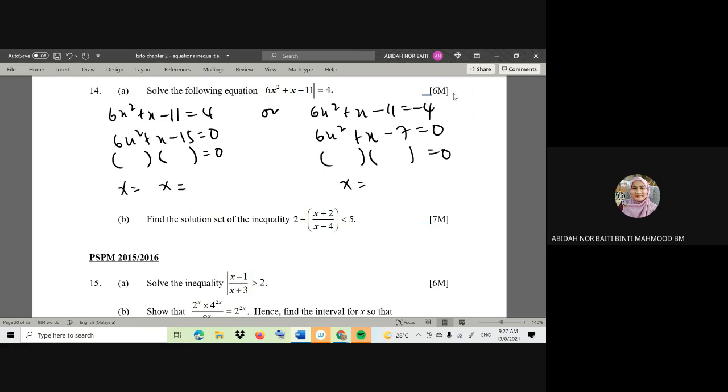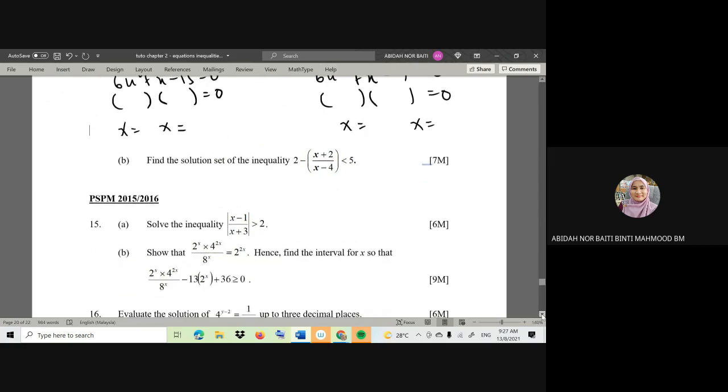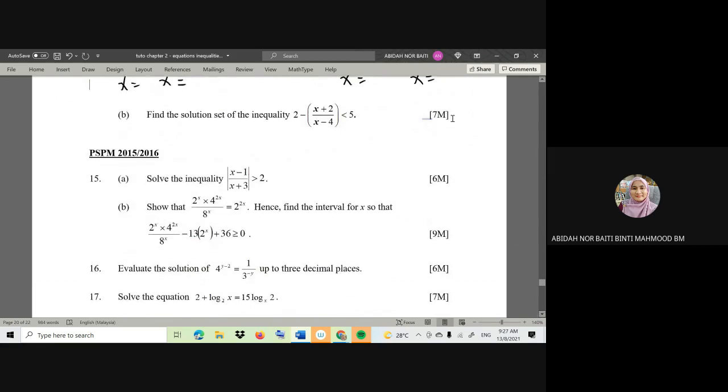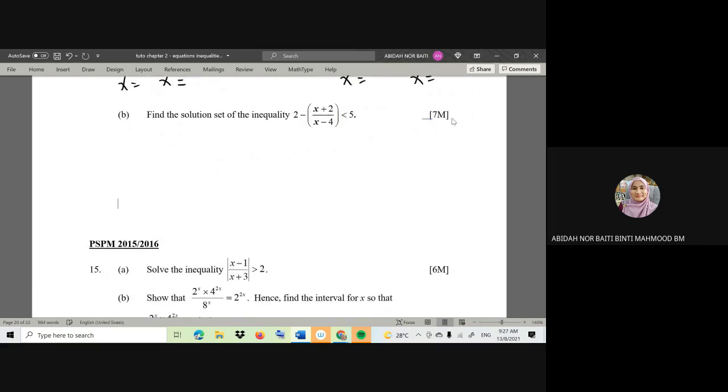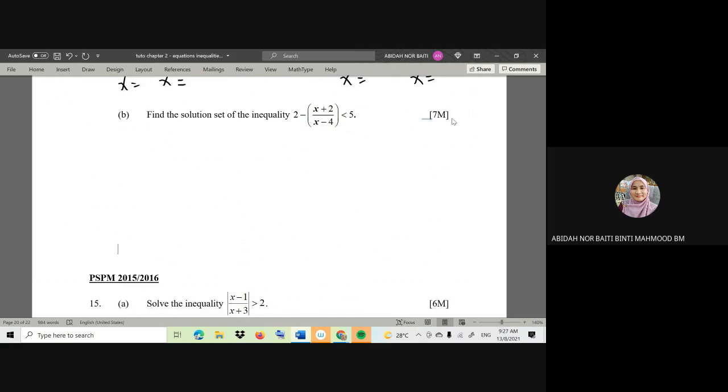Okay, then find your x. So for equations, don't forget to check. Check your answer, ya. Check jawapan tu. Equation, equation with absolute values.